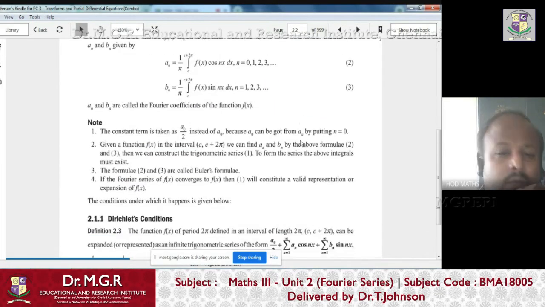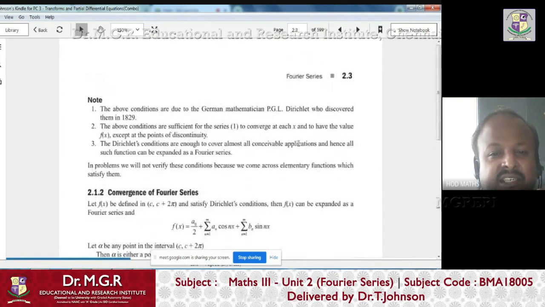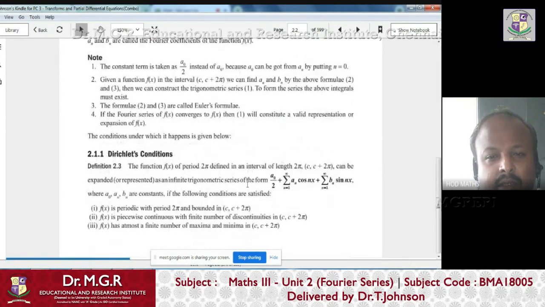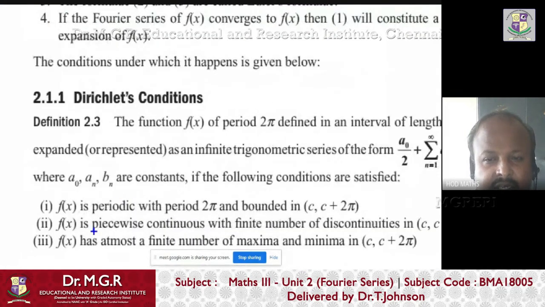Okay. So those conditions are called Dirichlet conditions. Right? So you can see on the screen, Dirichlet conditions. The three conditions are given. f of x should be periodic, that is a must.